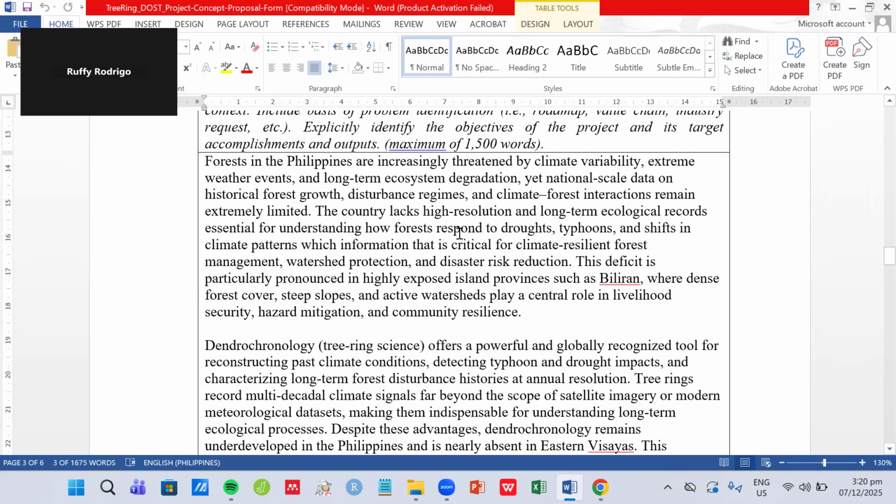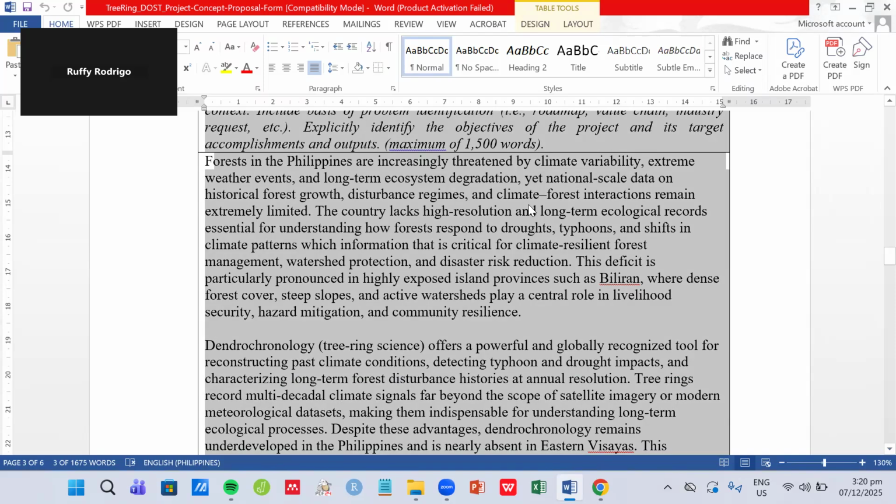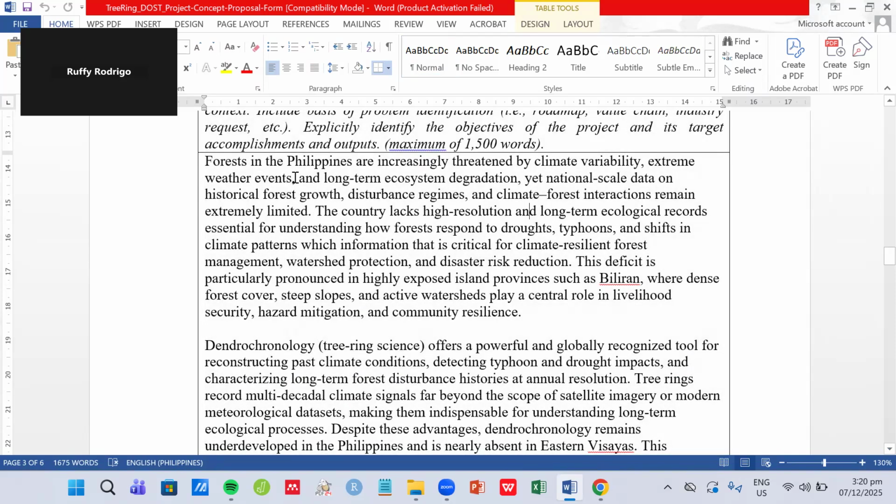In this case, I'm just trying to write a few words. Here, for the Philippines, I'm just trying to jump directly to the problem. The country is increasingly threatened by climate variability, extreme weather events, which is really happening in our country, especially in Biliran Island, and of course long-term ecosystem degradation.